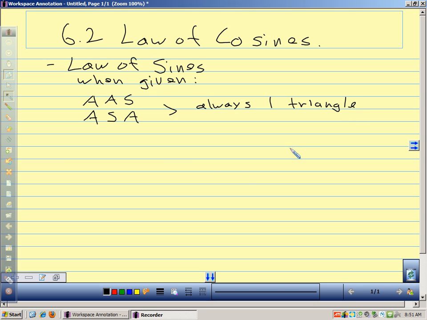Where we have to be careful is when we're given the combination side-side-angle. This is when we have the ambiguous case. So when we have side-side-angle, that's our ambiguous case, where we could have 0, 1, or 2 triangles. We use law of cosines for our other possible combinations of sides and angles.